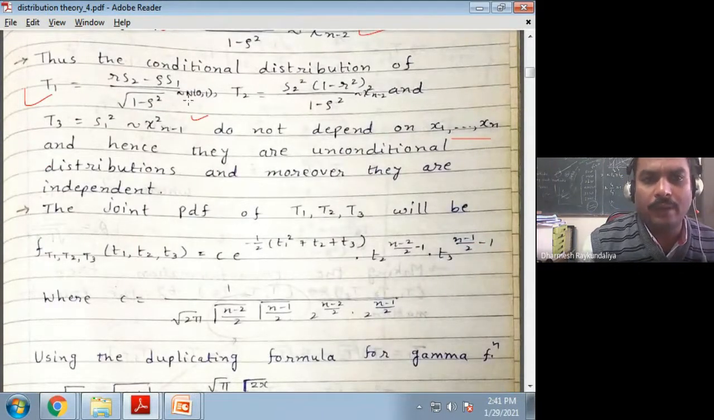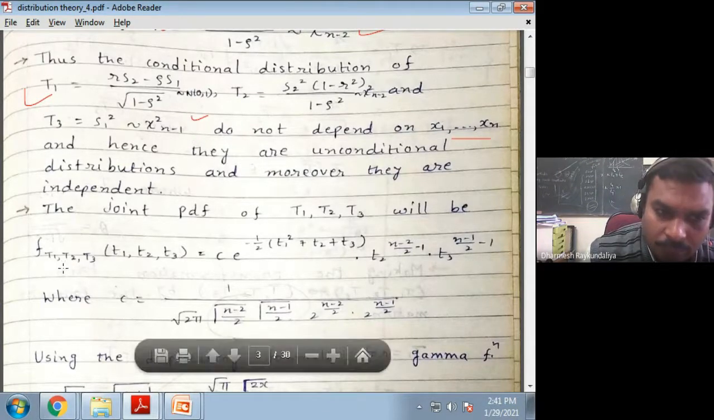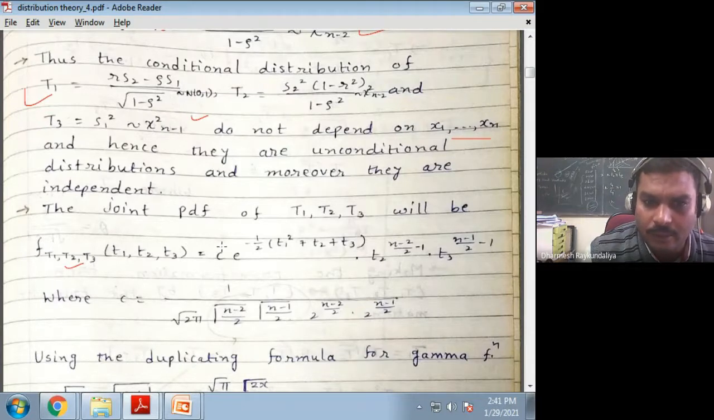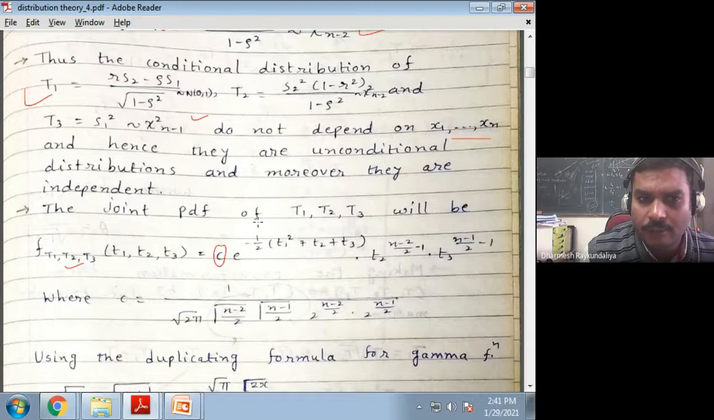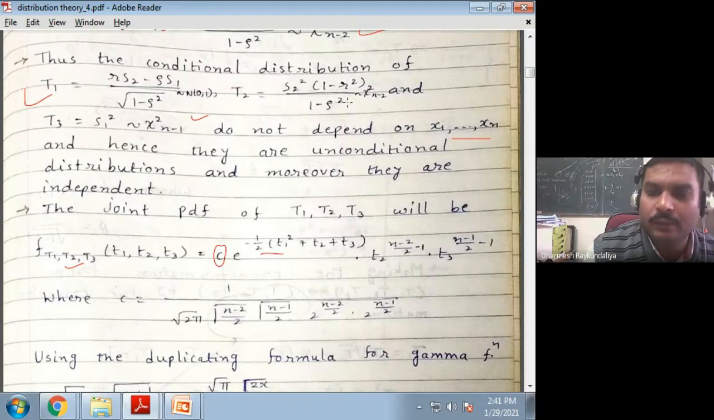So now we write the joint density of t1, t2, t3. T1 has the normal 0, 1, T2 has the chi-square n minus 2, and T3 has chi-square n minus 1. So I am writing f of t1, t2, t3, where all the constants I am merging and writing as C. What is the distribution? It is a normal 0, 1, so it is 1 upon root 2 pi e raised to minus half t1 square. That is e raised to minus half t1 square I have taken. And t2 has the chi-square distribution. So what is the formula of chi-square? Chi-square n, what is it?